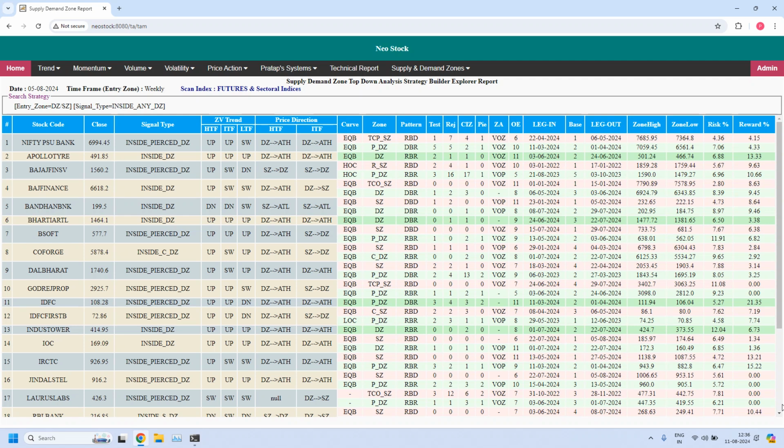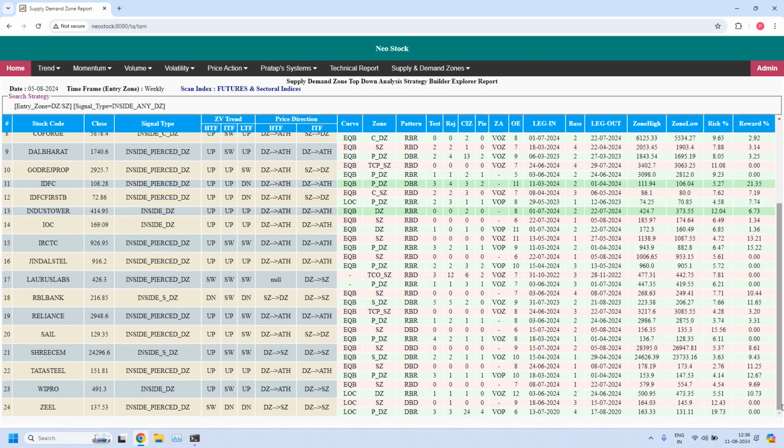Okay, I will scroll the list down. So total 24 stocks are filtered. All these 24 stocks, prices are closed inside the weekly demand zone. And some of the weekly demand zones are pierced. You need to observe that. That means below the weekly demand zones, you may find some traps. You may find the bear trap.